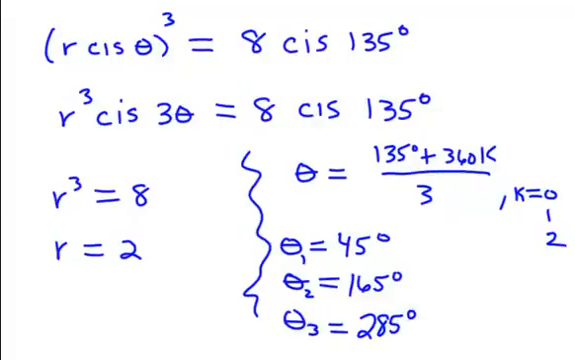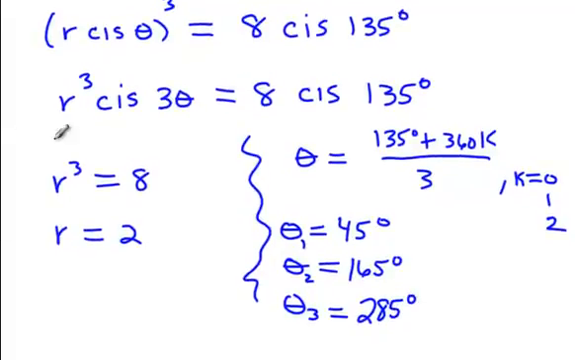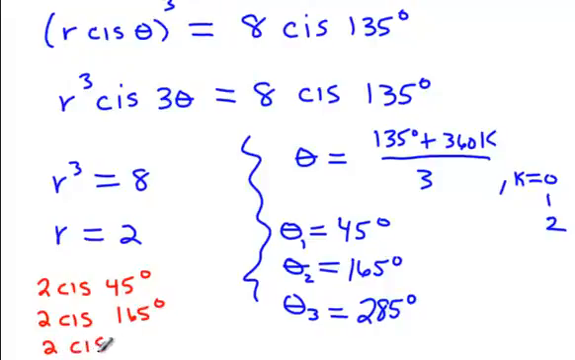So what's the overall answer to the problem? Well, we found our three distinct cube roots. Using this r value and using these three angle measures, we have the answers 2 cis 45, 2 cis 165, and 2 cis 285.